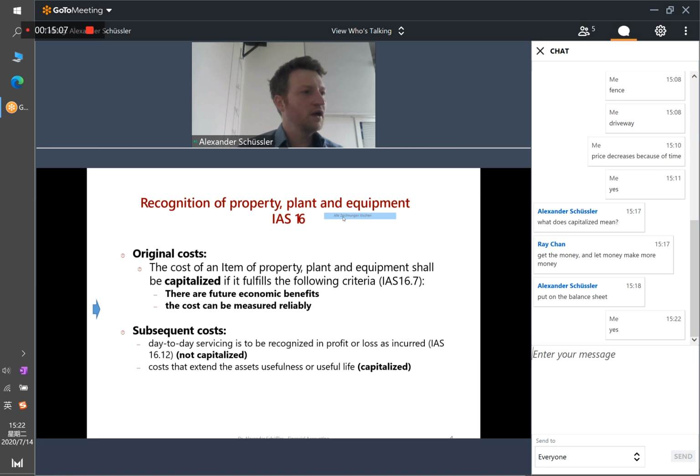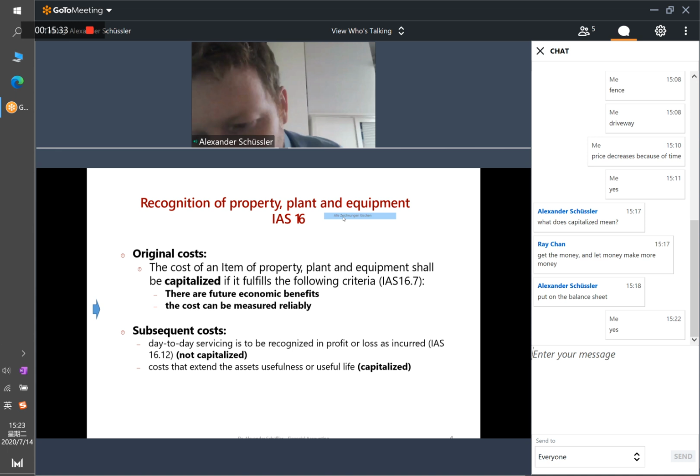So here we see how to measure and recognize an asset. And here we differentiate between acquired assets, when we purchase an asset, and self-constructed assets, when we construct the asset ourselves.